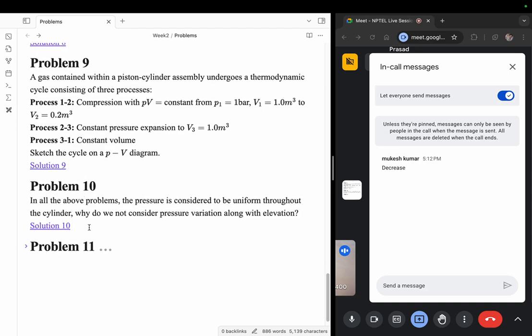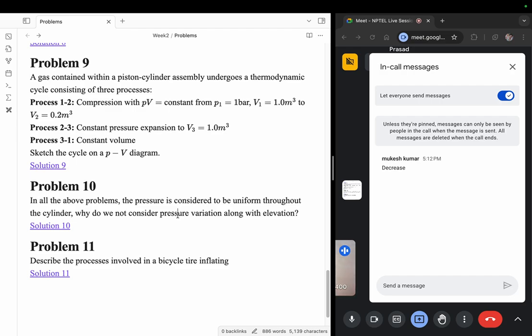This is again more of a discussion. The last two problems are more of discussion ones. So in all of the above problems, or let's consider whenever we have this mercury column, we discussed that there is something called hydrostatic pressure. So whenever there is some liquid column or some fluid on top of you, you will feel the weight of that fluid on you.